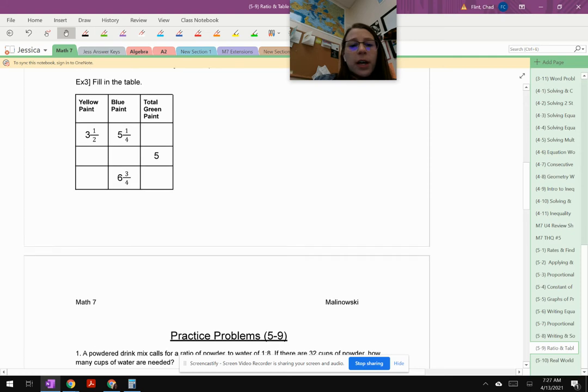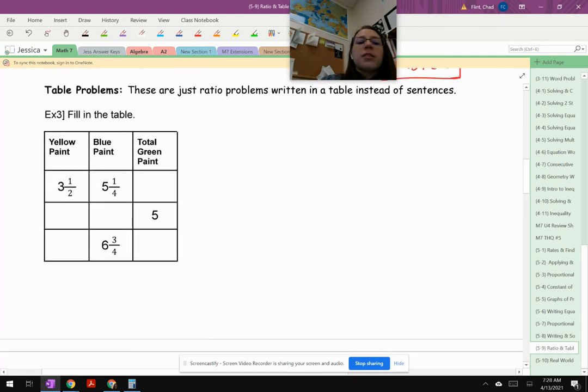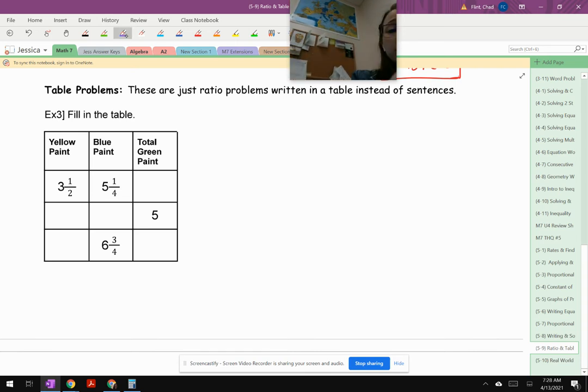Okay, so the last kind of problem you're going to see here is a table problem, which you're not going to see very many of these. And table problems are simply just ratio problems, but they're written in a table instead of sentences, and they're a little bit more extra. When you're doing these, it's important that you stay organized. This is a multi-step problem, so you need to make sure your work is organized.